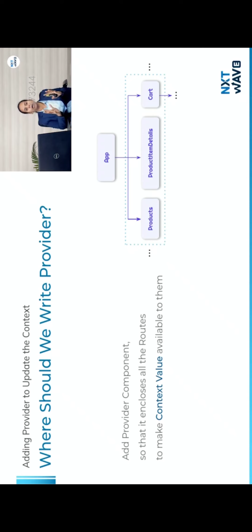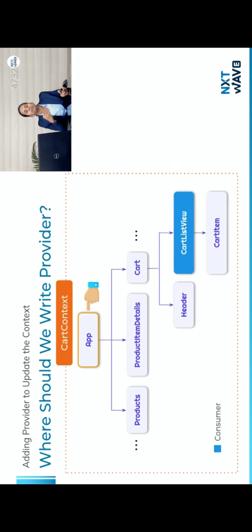Okay, we understood that we want to update the context value. For this, we have to write a provider component. Now, where do we have to write it? Previously, we understood that we write the provider component so that it encloses all the components which make use of this context value. So wherever this context value is being used, we have to write a provider at a component where it will enclose all the routes which make use of this context value, okay? Here, in our case, we have the cart list where we are making use of the cart context. Similarly, later on in the product item details component also, we will be making use of the cart context.